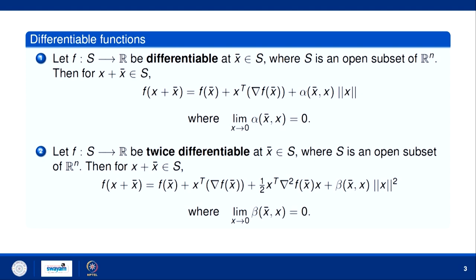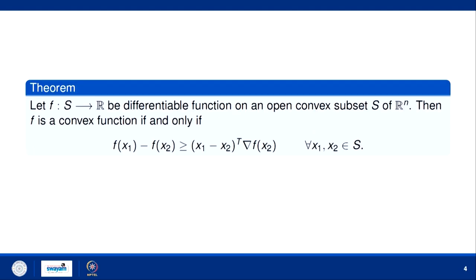And if it is given to us as twice differentiable, then this definition will extend up to the second derivative, I mean the Hessian matrix, and then it is plus beta function of x bar and x, times norm of x square, where this tends to 0 as x tends to 0. So we will use this accordingly in the proof, if a function is given to be once or twice differentiable. Now we have the next result on convex functions, which is an important result, and we will use it in proving other properties of convex functions.